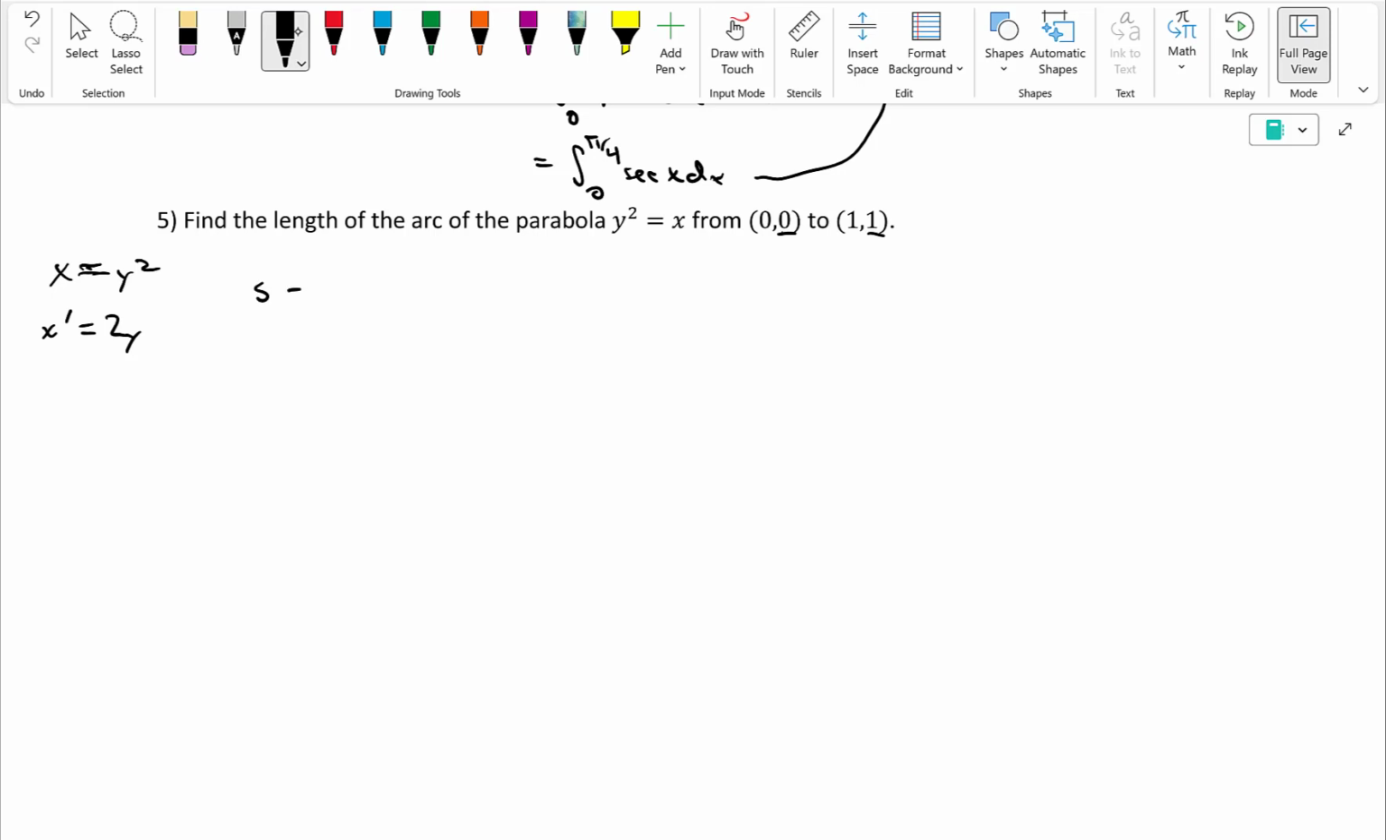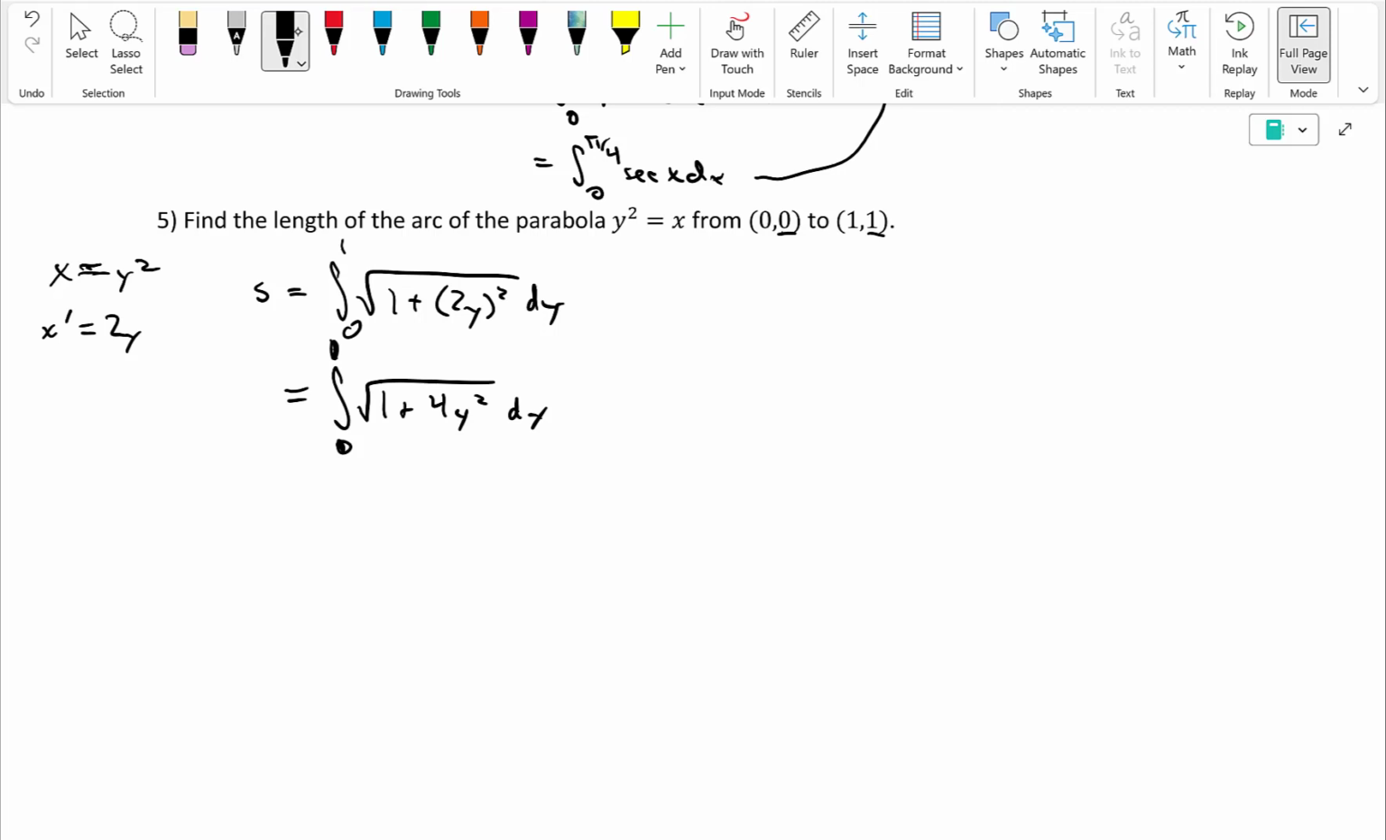So our arc length s is equal to, well, we'll have the square root in a sec, our integral from 0 to 1 of the square root of 1 plus (2y) squared dy, which is going to give us our integral from 0 to 1 of the square root of 1 plus 4y squared dy. All right, and that takes us back to trig sub.